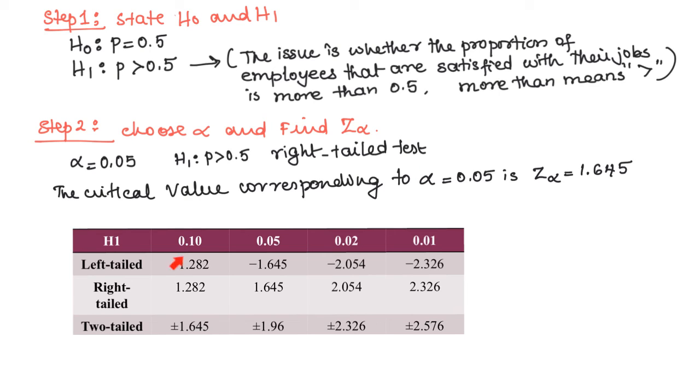I am going to use the table of critical values. This is given in chapter 9.1, page 424. Then look at the right tail. So the right tail is here. Alpha is 0.05. So those two intersect at 1.645. That is z alpha.